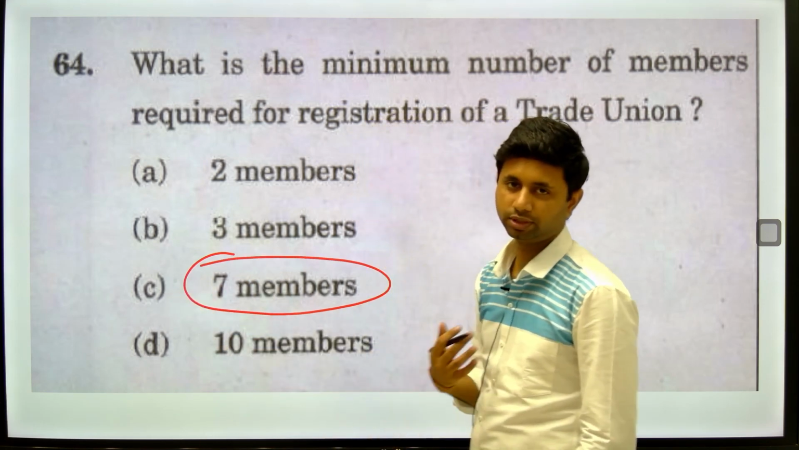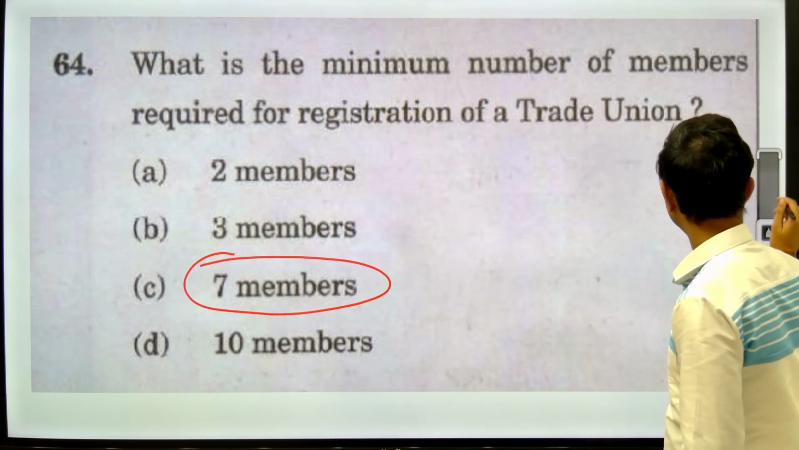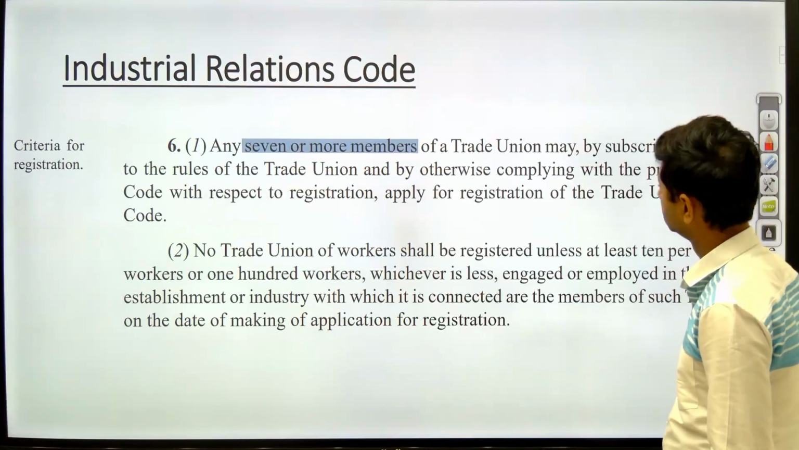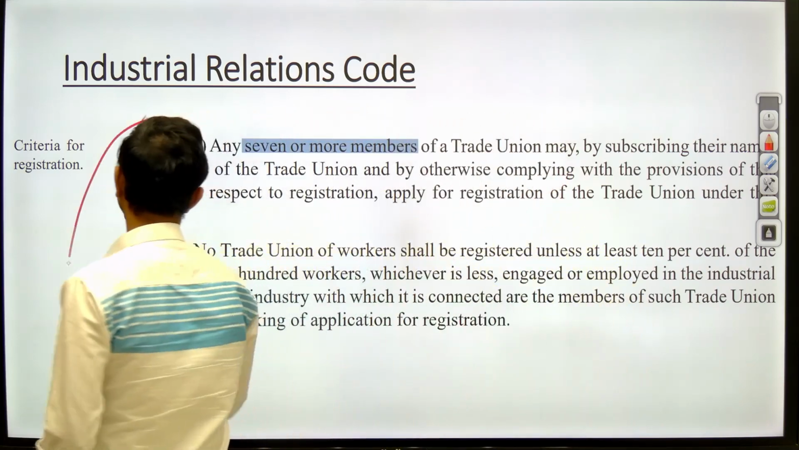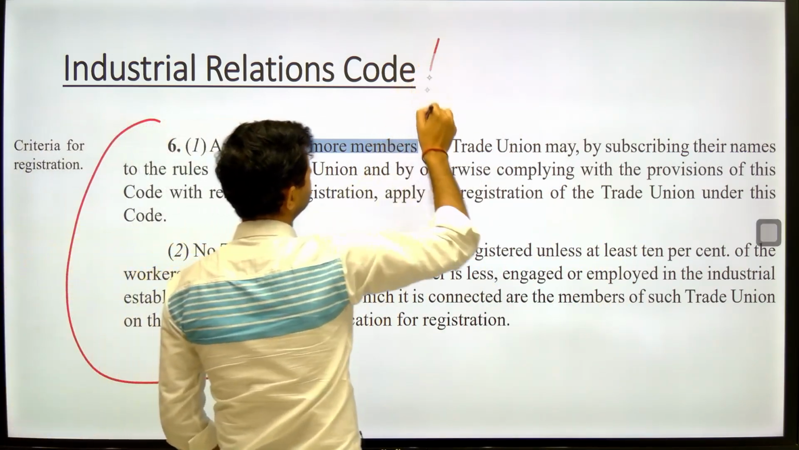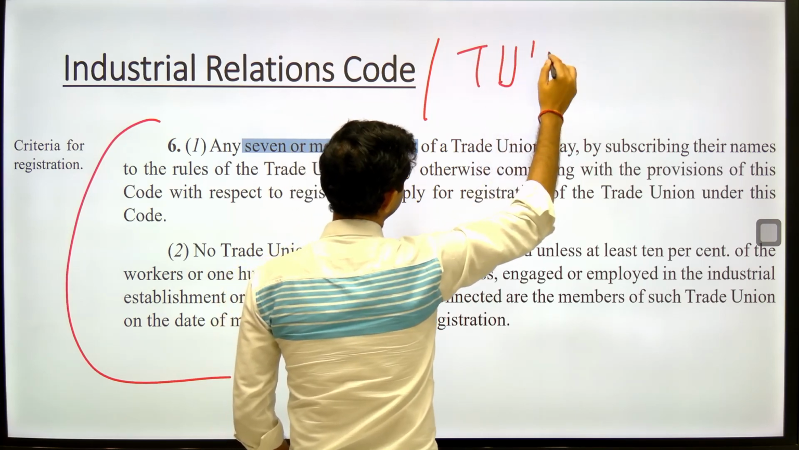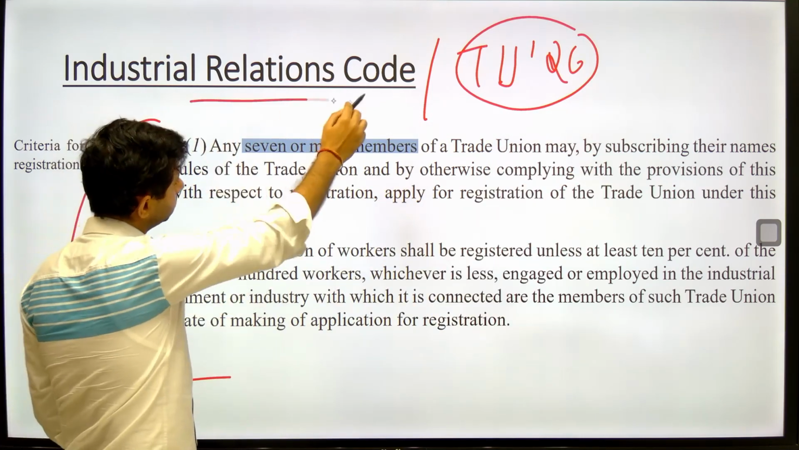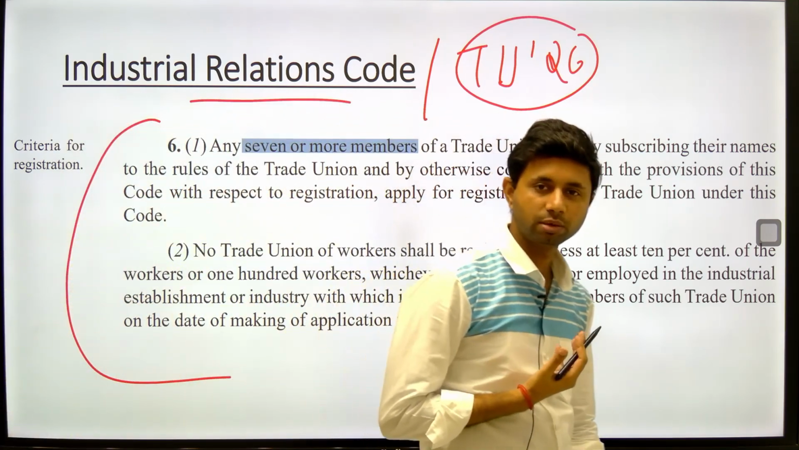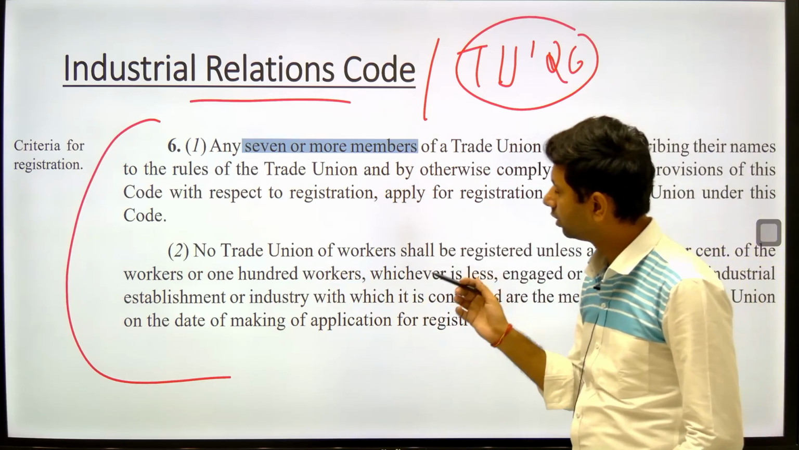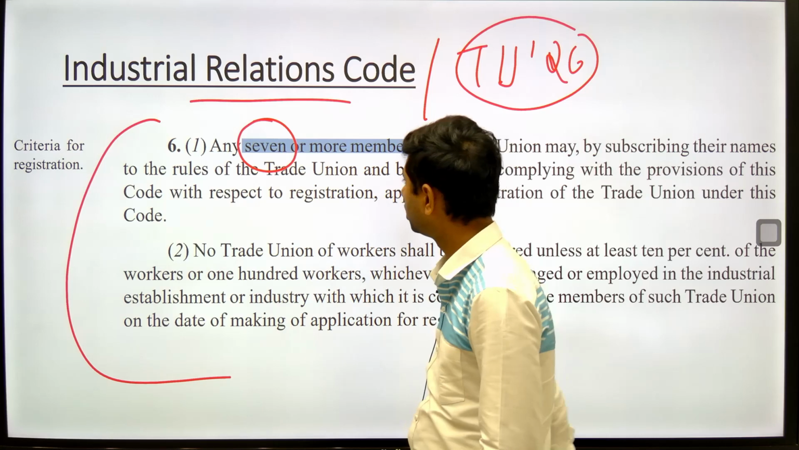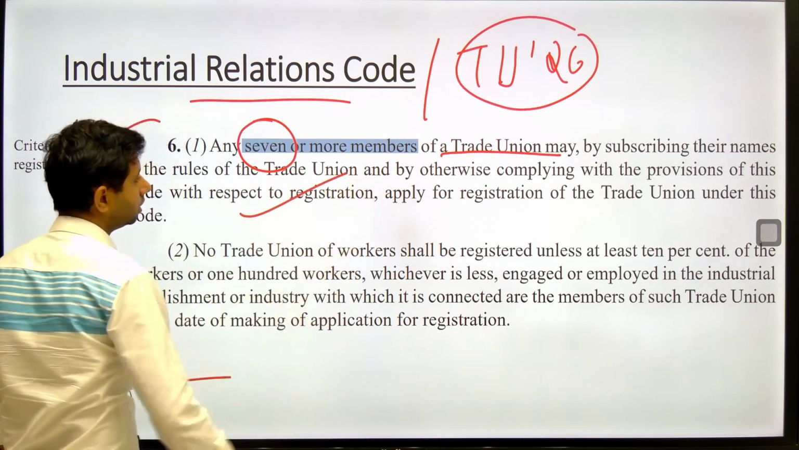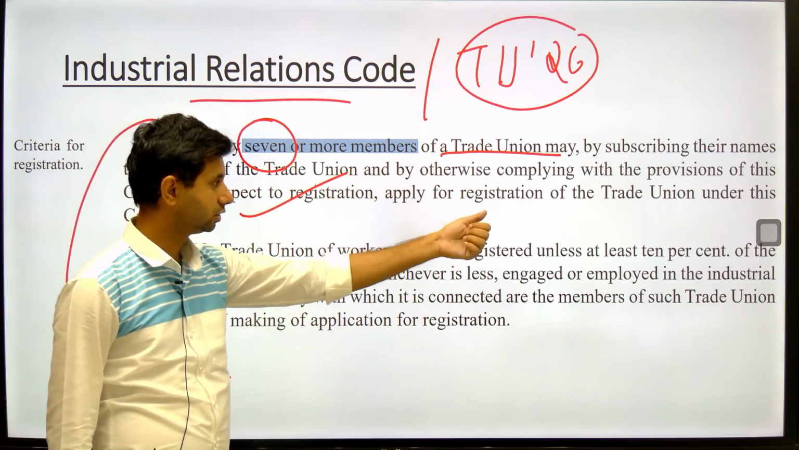Now we will see what the law actually says. This similar criteria for registration was mentioned in the Trade Unions Act 1926 also. I have tried to provide the latest provisions that are right now applicable. So here also, any 7 or more members of a trade union may, by subscribing their names, register themselves for the registration of a trade union.